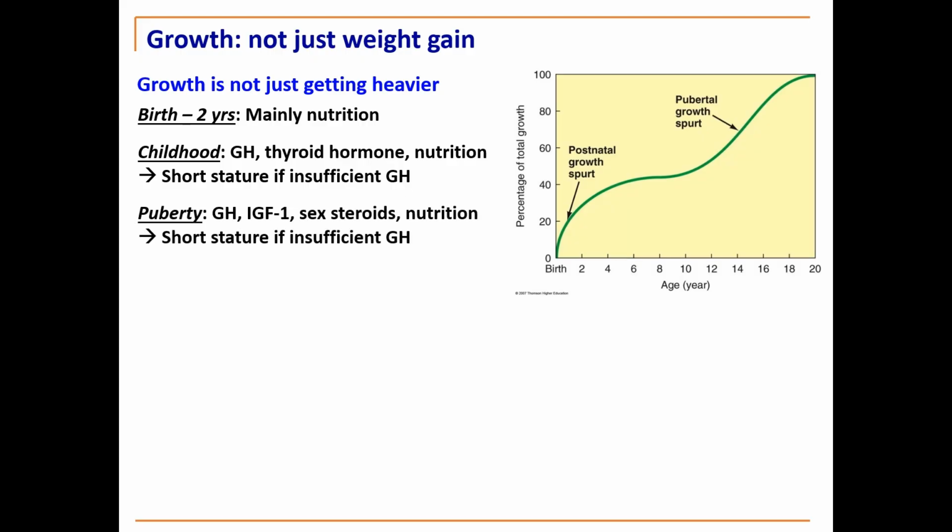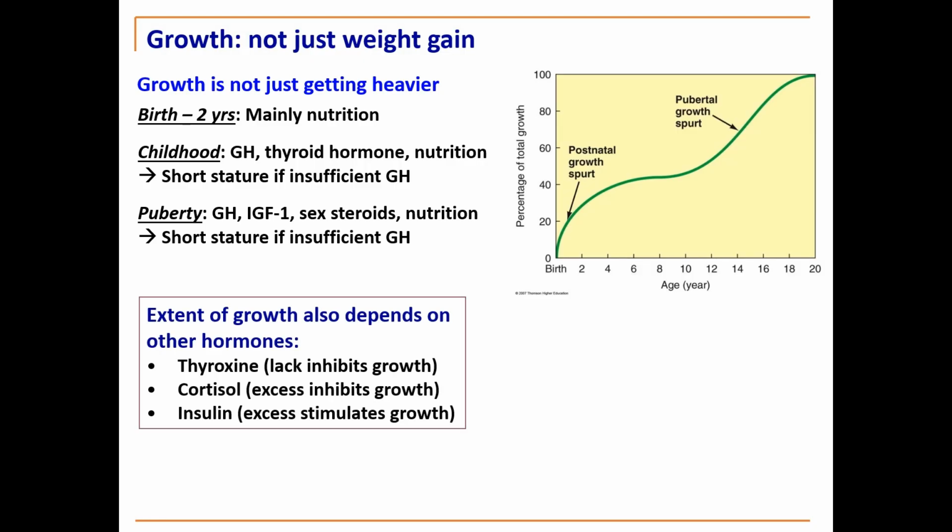When you hit puberty, you've got your growth hormone, your IGF-1, which is your insulin-like growth factor 1, which growth hormone stimulates the release of from the liver. You've got your sex steroids. They all start to interact to produce the pubertal growth spurt.